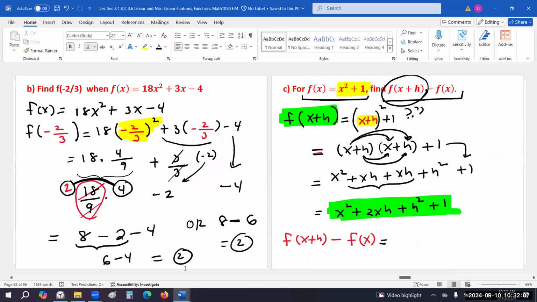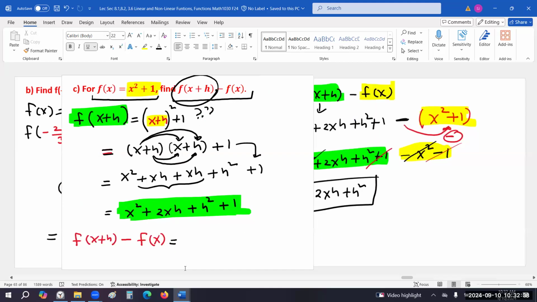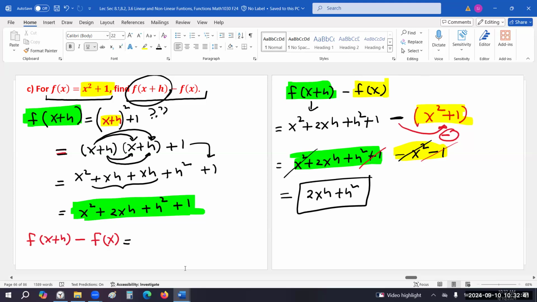And then the last question we did was, again, evaluation, but it's not only a number, it's a variable: f of x plus h minus f of x. The first step is to substitute all the x with x plus h and then simplify. Once you're done simplifying, you subtract the original one. When you subtract the original function, all the signs in the function will change, and then you collect like terms. So that was the last thing we did.